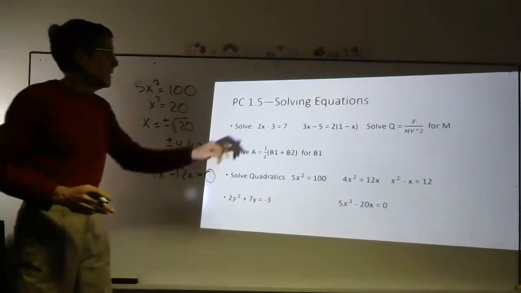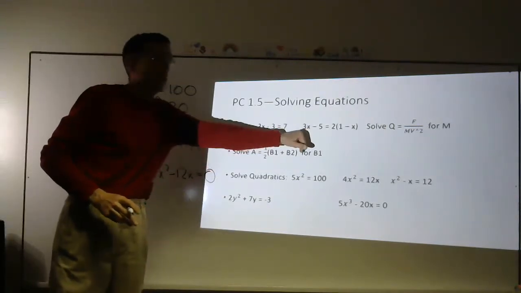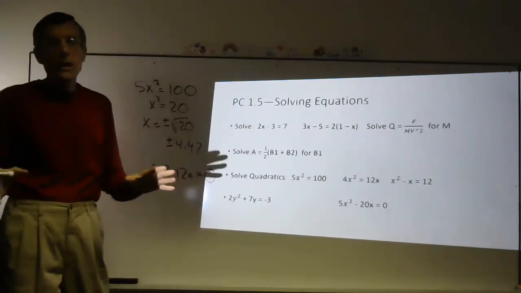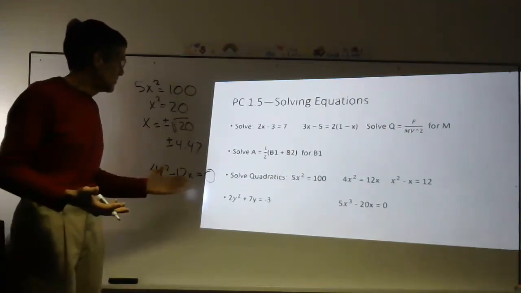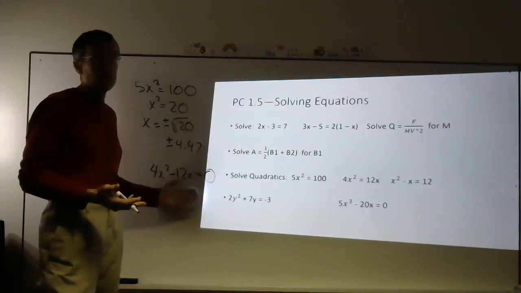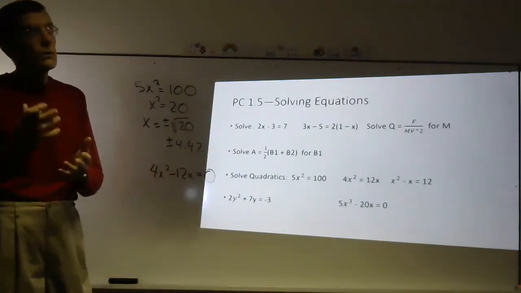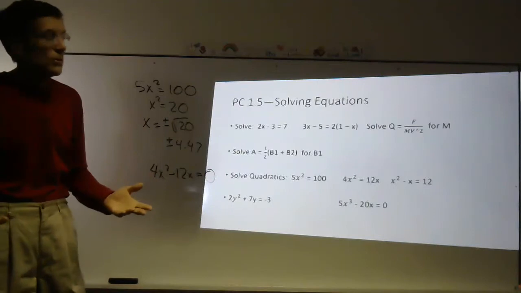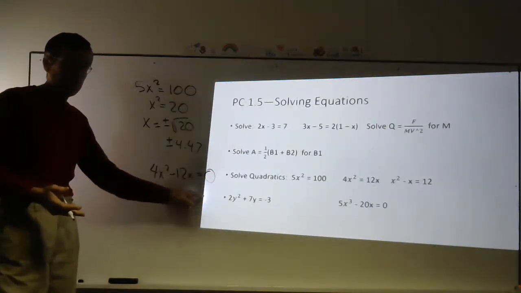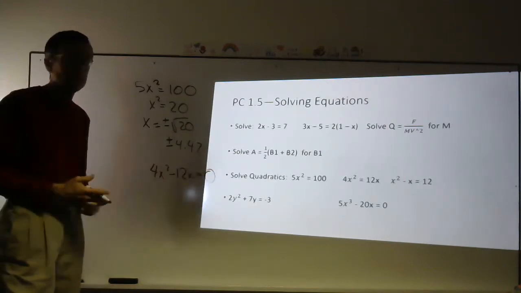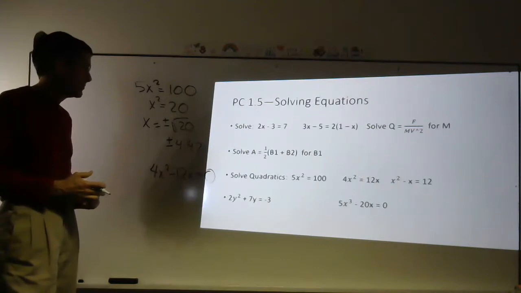Now, when we were doing these problems up here, we didn't worry about getting 0 on one side. We were trying to get x by itself. I still want to get x by itself here. But if I'm going to use factoring or the quadratic formula or completing the square, I have got to get everything on one side and get a 0 on this side. Okay? It's different in technique because you have a quadratic equation.